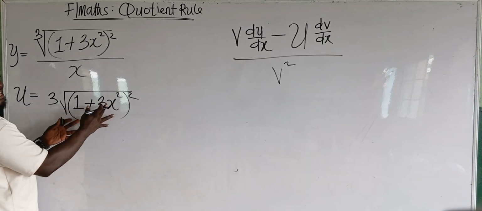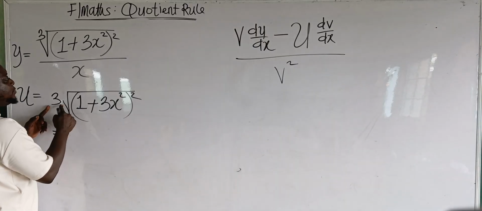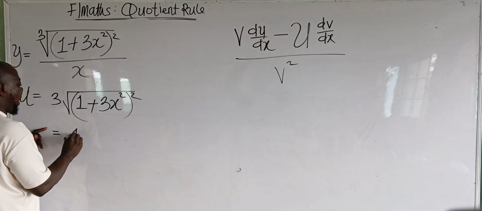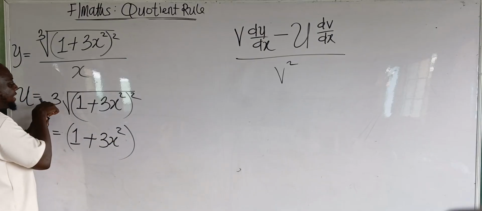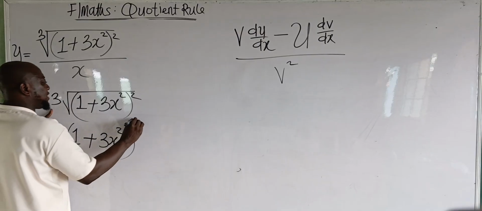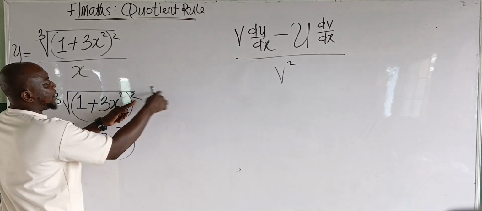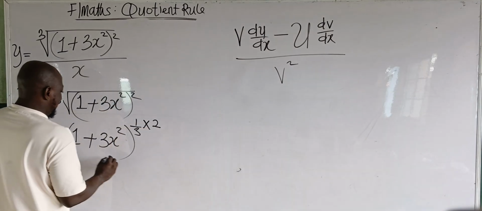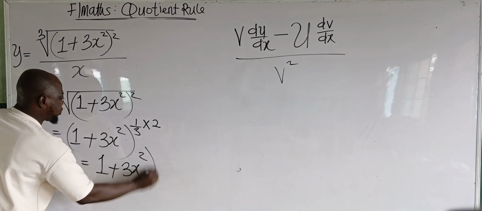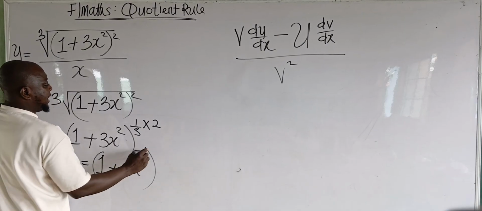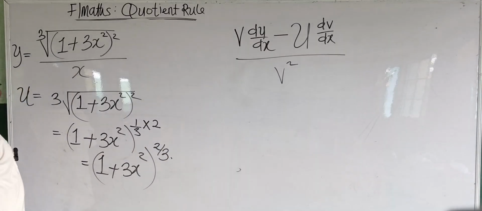Now, we cannot solve it like this, so we want to start by removing the root. If you remove this root, I'm going to have the 1, write everything inside the bracket, and because the 3 is here, that means we have 1 over 3. Then there's a power outside which will multiply it. So we're going to have 1 plus 3x squared, all raised to the power of 2 over 3. That's what we have here.